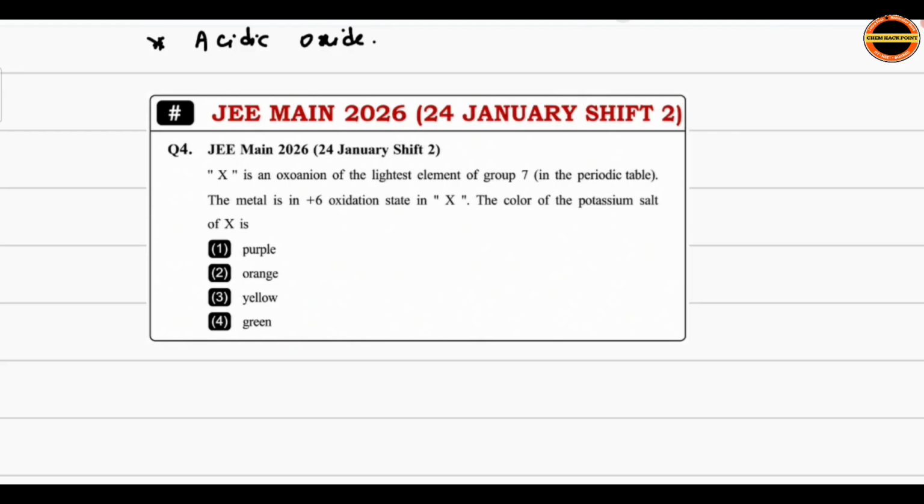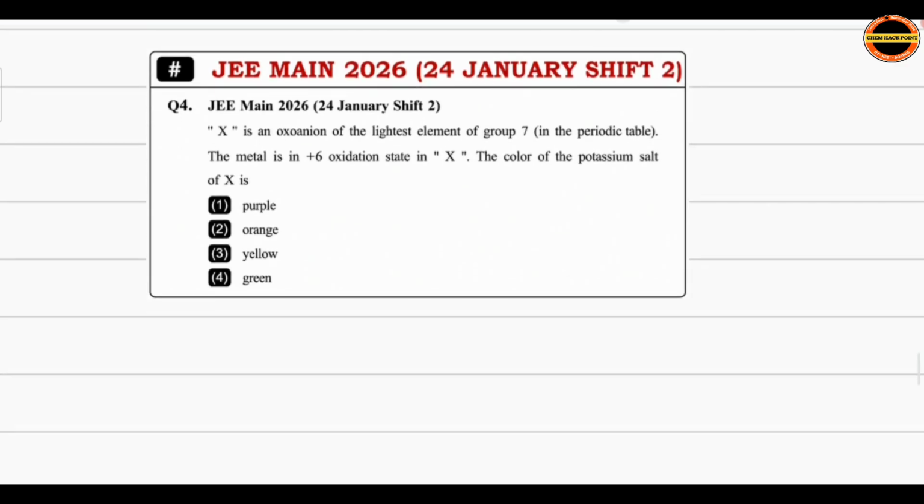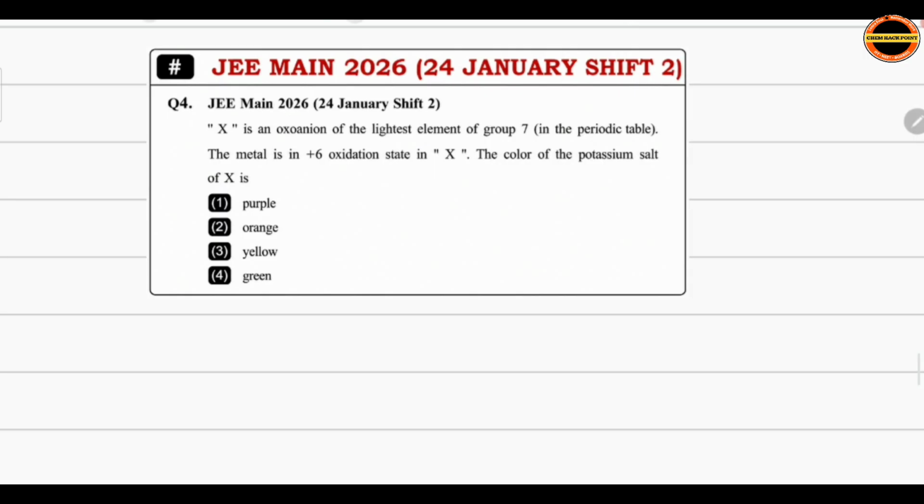Once you read the question properly, everyone, 24th January shift 2 question. Okay, let us see. Here, the lightest element of group 7, if you consider transition elements, that is manganese. Lightest element meaning in a group, the 7th group is the manganese group, and going below, radius and atomic weight increase.